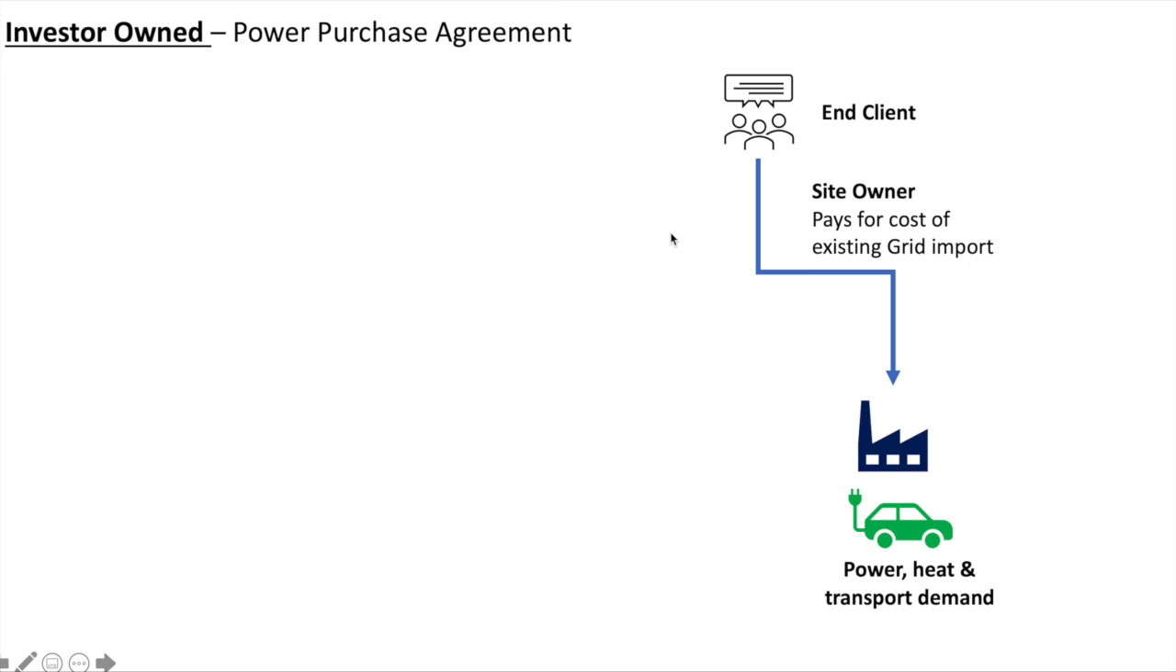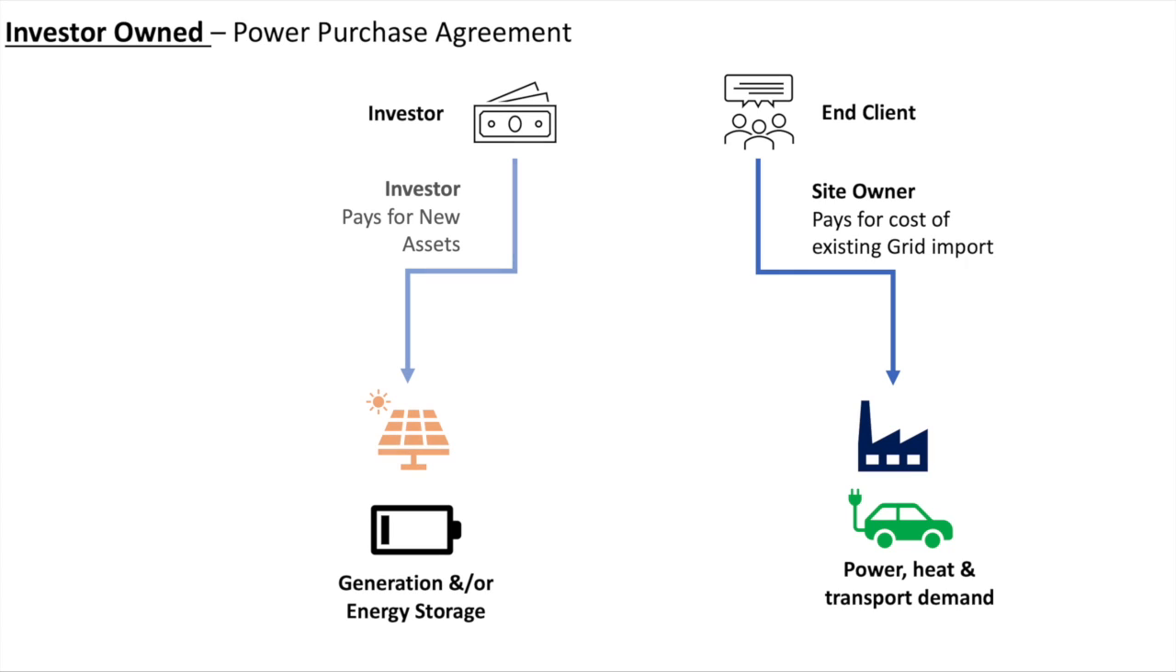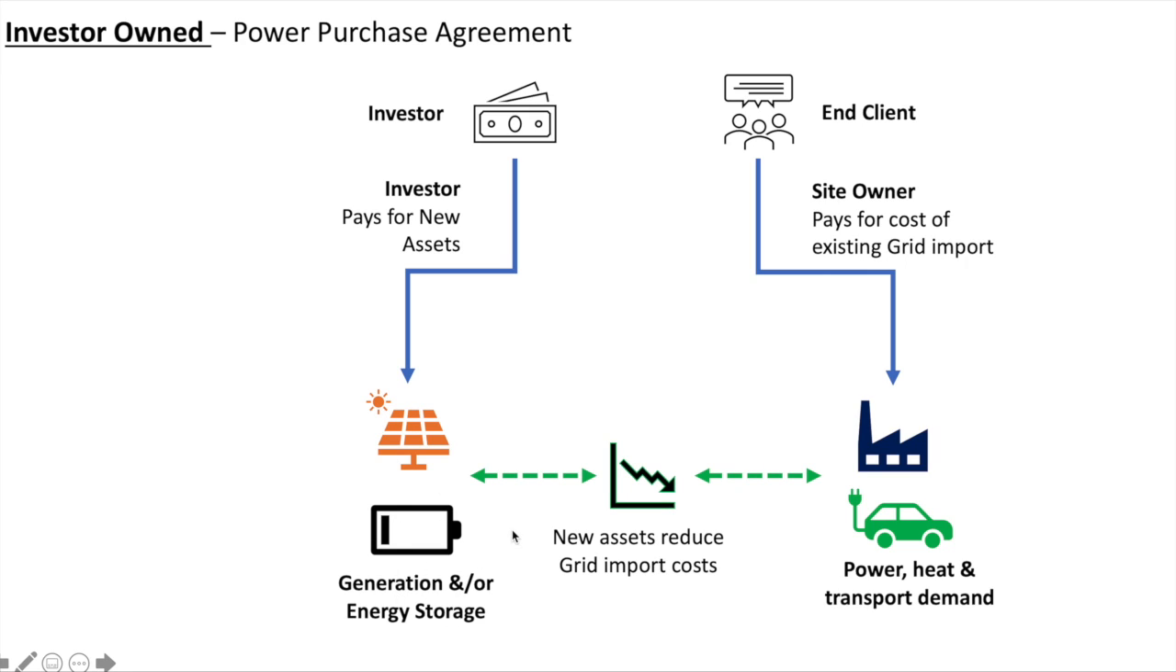We then have the third type, which is a power purchase agreement. Again, in this case, we have the end client who has their site that is currently paying for grid import costs through an energy or electricity tariff. Again, we get the investor, they pay for those new assets, those storage or generation assets, and again, those assets will reduce the grid import costs of the end client. Now in this case, what happens is we get flows going back to the investor and the end client, but they're slightly different.